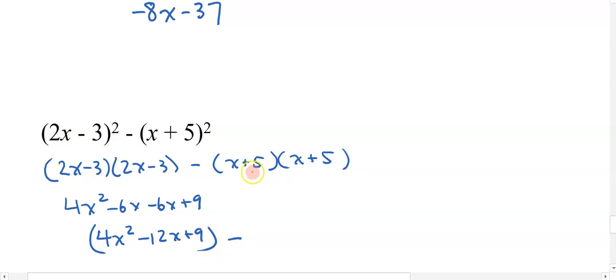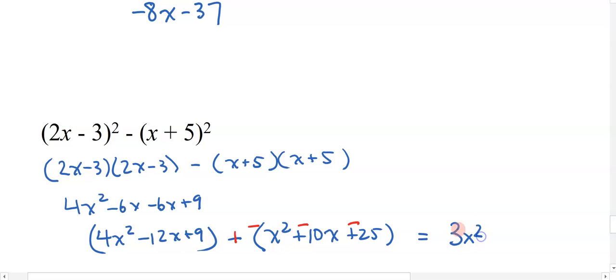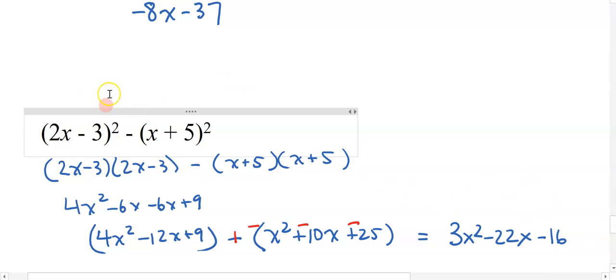And then I'm going to subtract, oh, this one's not as complicated. I'm going to do some in my head. X squared plus 5x is plus 10x, and then plus 25. Now I can change this to adding the opposite, and now I can collect like terms. 4x squared minus x squared is 3x squared. Negative 12x and negative 10x is negative 22x, and 9 minus 25 is negative 16. There we go. So, unless I made a silly arithmetic error, that is the final answer to expanding and simplifying polynomials using multiplication.